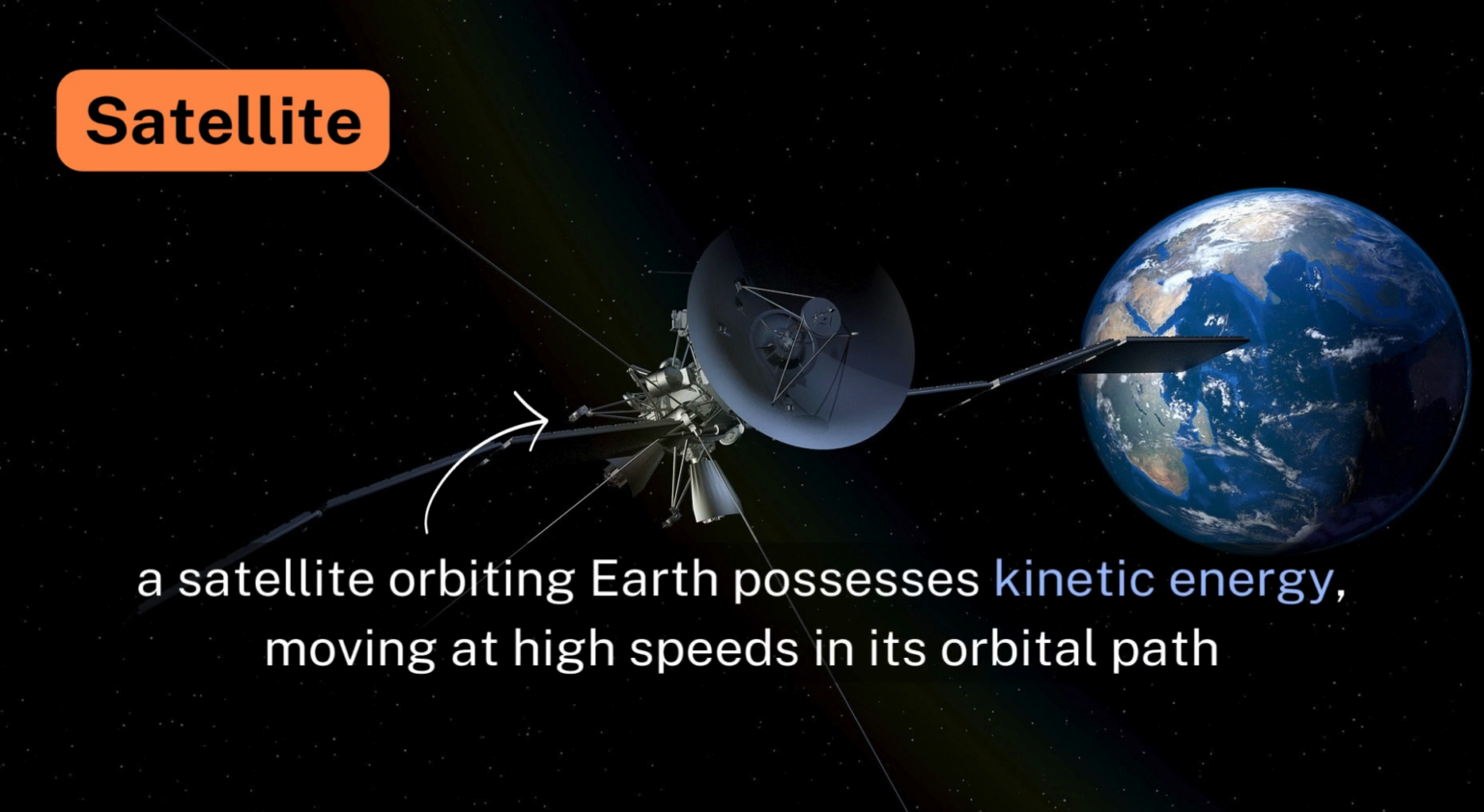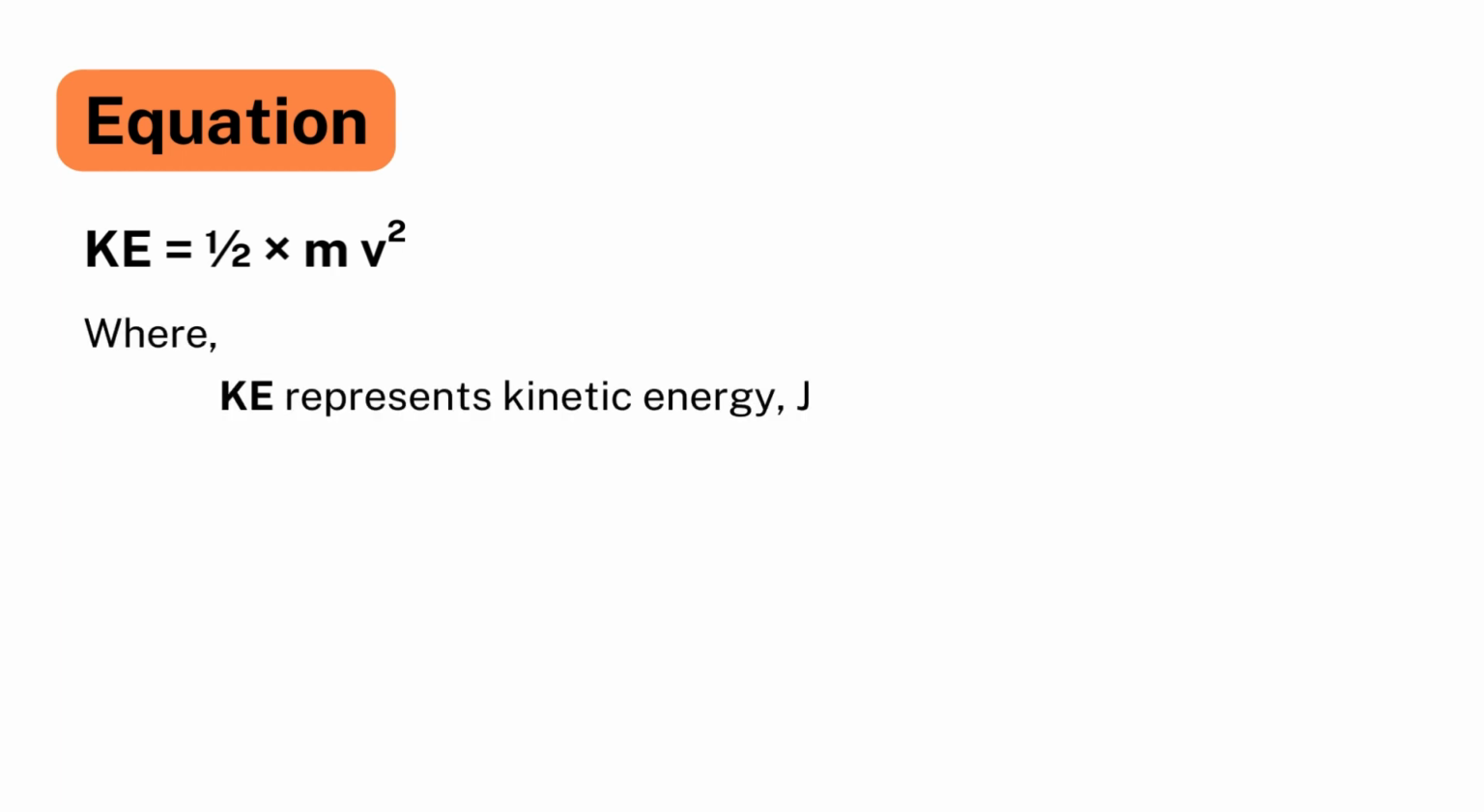All right, those were the examples of kinetic energy. Now let's explore the equation and work through some related practice problems. The kinetic energy equation is typically expressed as KE equals half times mv squared, where KE represents kinetic energy, m is mass, and v is velocity.